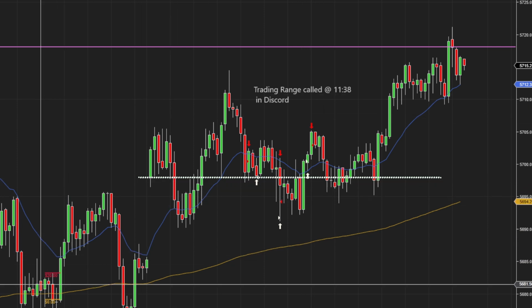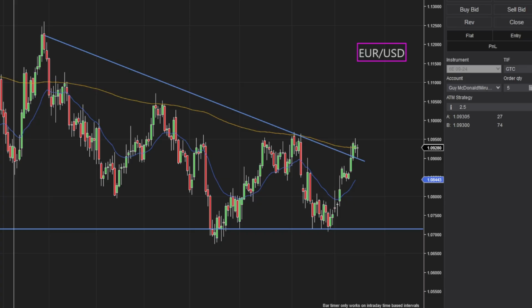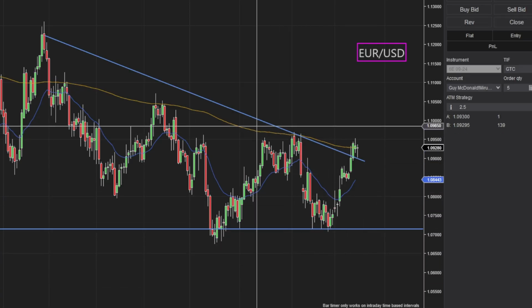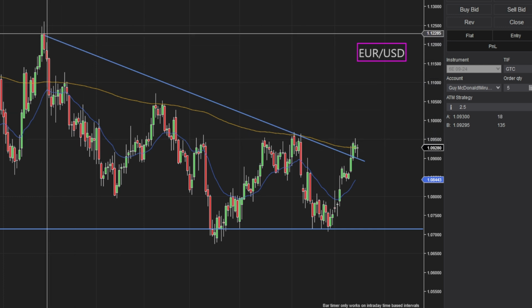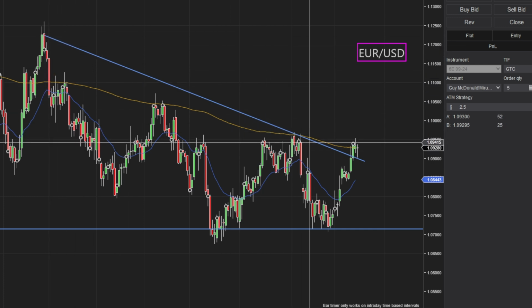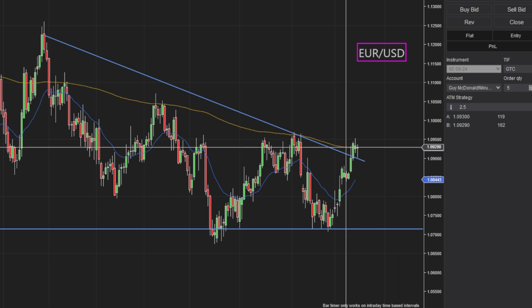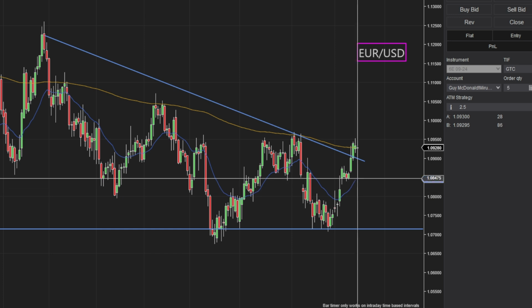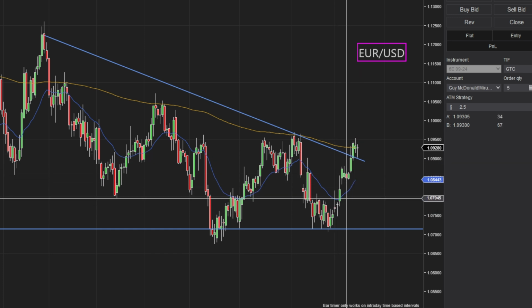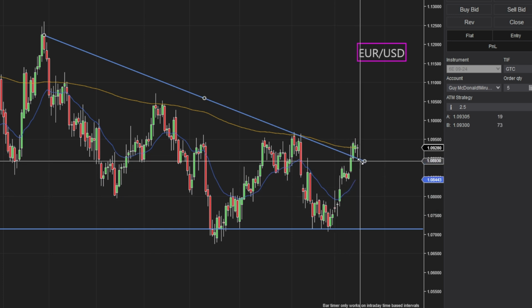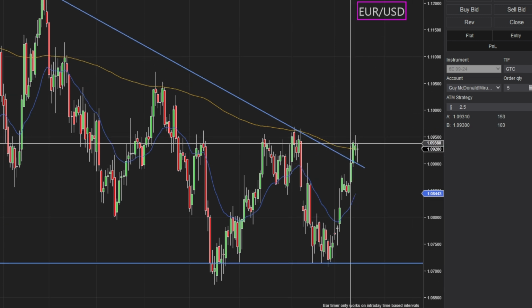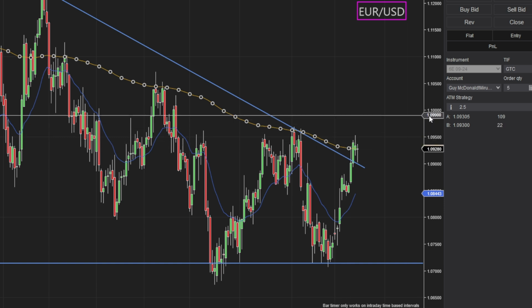So let's go ahead and talk about a few different markets. Start with the euro dollar. This is a daily chart. Really, all I'm going to point out here is that we have this trend line working down. There's also a 200 moving average here. Now, this market's been strong and it's rallied above that trend line, and it's had a couple closes above this 200 moving average.